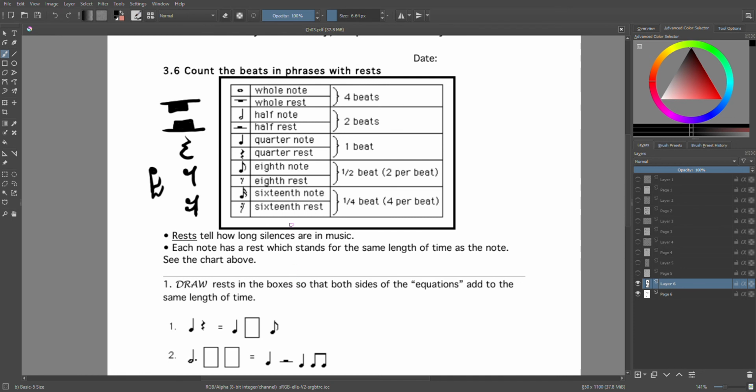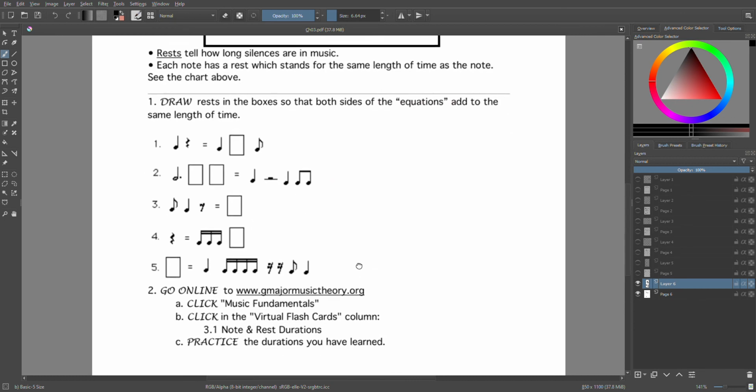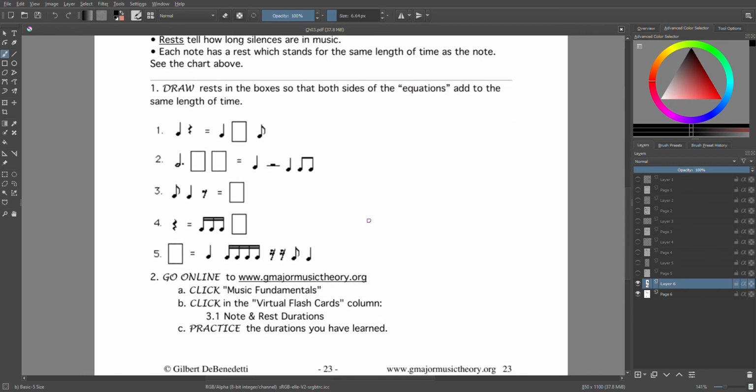All right. So here is your little cheat sheet up here, if you need to look at that while we go on to these. So we're going to draw some rests in the boxes so that both sides of the equations add to the same length of time. So we have a quarter note, that's 1 beat. We have a quarter rest, that's also 1 beat. Altogether, that's 2.